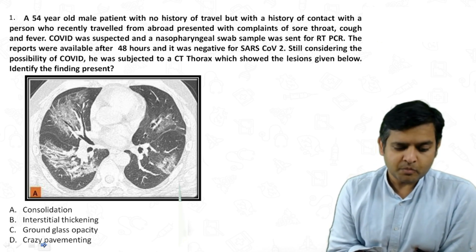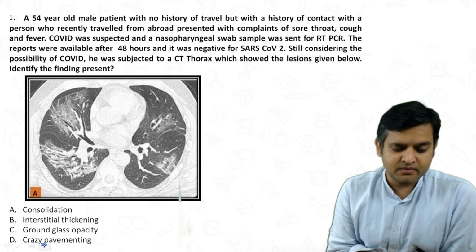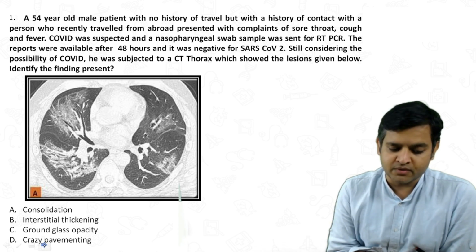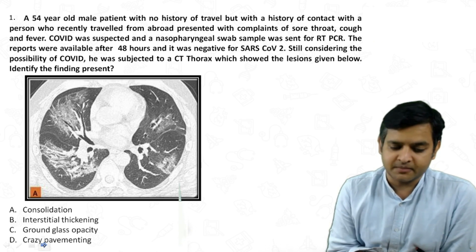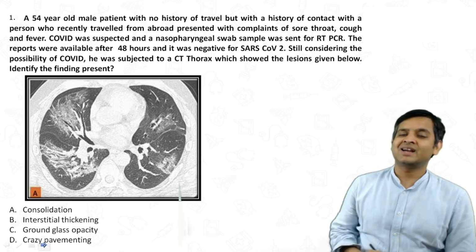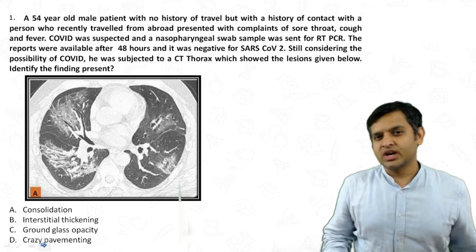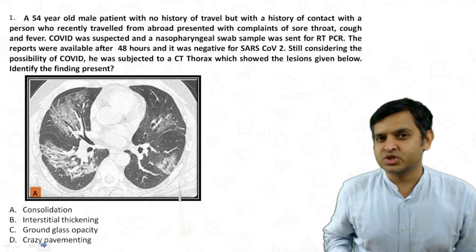Now let us see. A 54-year-old male patient with no history of travel but a history of contact with a person who recently traveled from abroad presented with complaints of sore throat, cough and fever. COVID was suspected and a nasopharyngeal swab was sent for RT-PCR. The report was available after 48 hours and it was negative. Still considering the possibility of COVID, he was subjected to a CT thorax which showed the lesion given below. Identify the finding present. So we know that this is one of the important indications of CT chest in a patient with COVID when the RT-PCR is negative and there is a strong suspicion of COVID.